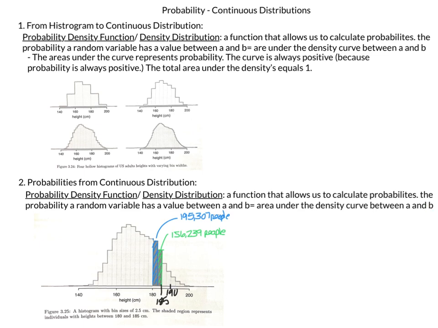For example, here we have a histogram. If we wanted to calculate the probability that people are between a height of 180 and 185, we would need the area under the blue curve plus the area under the green curve, because that's the area under the curve between 180 and 185.